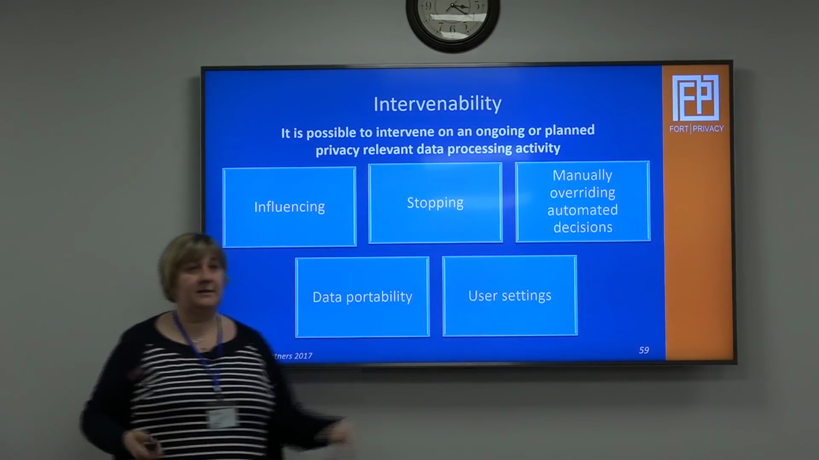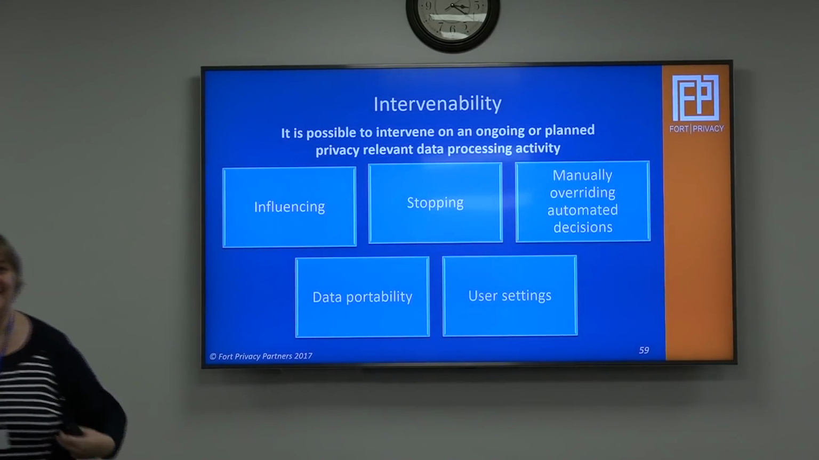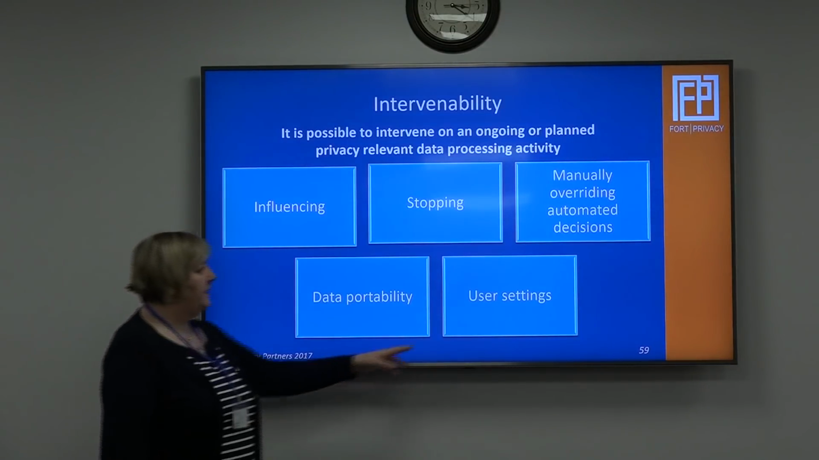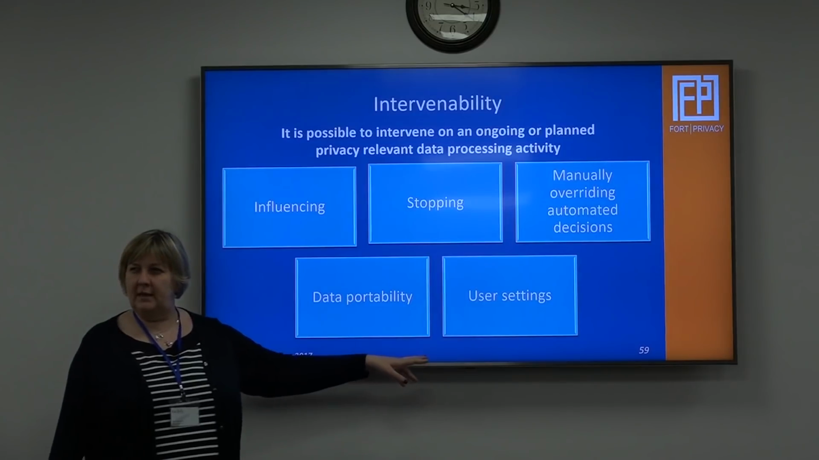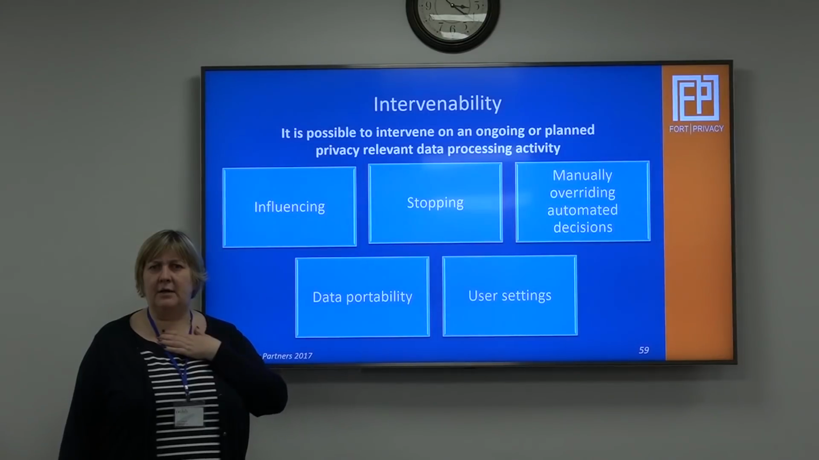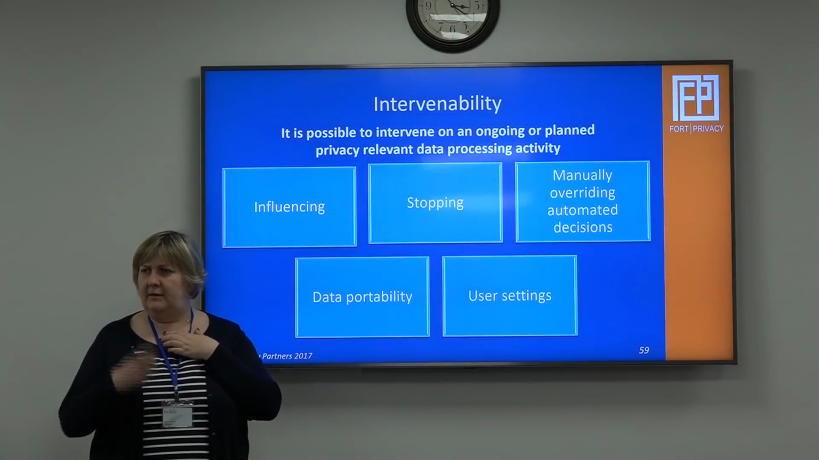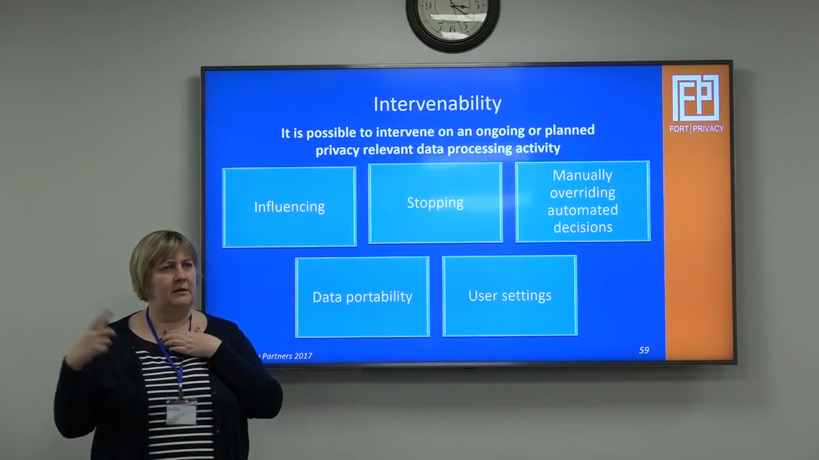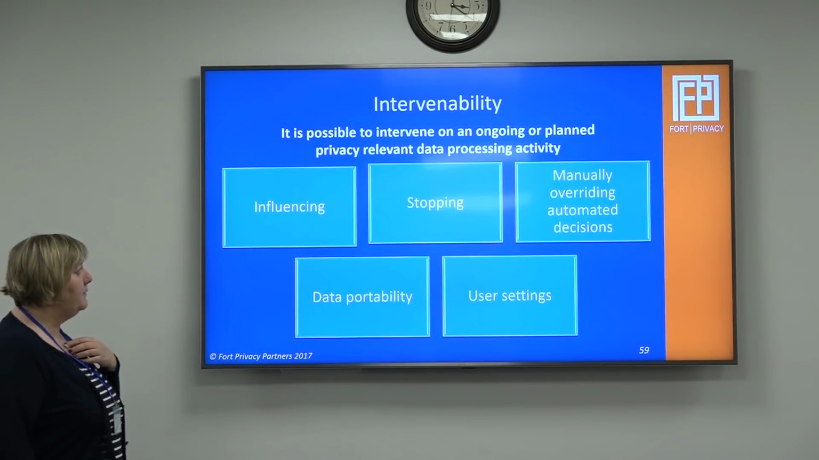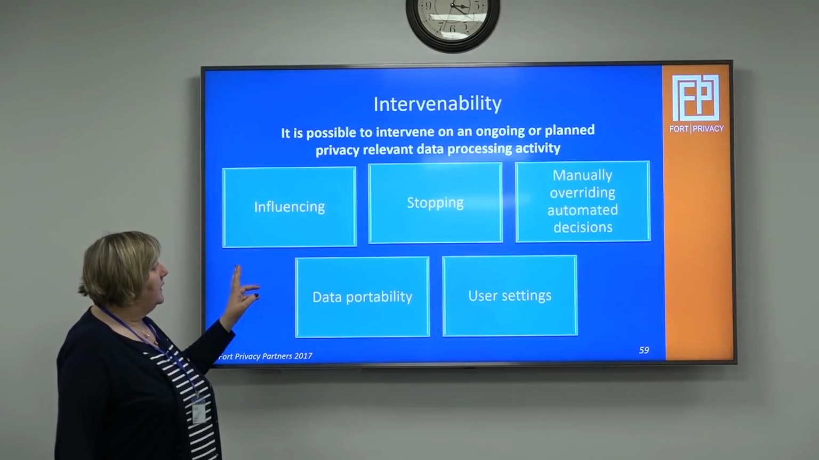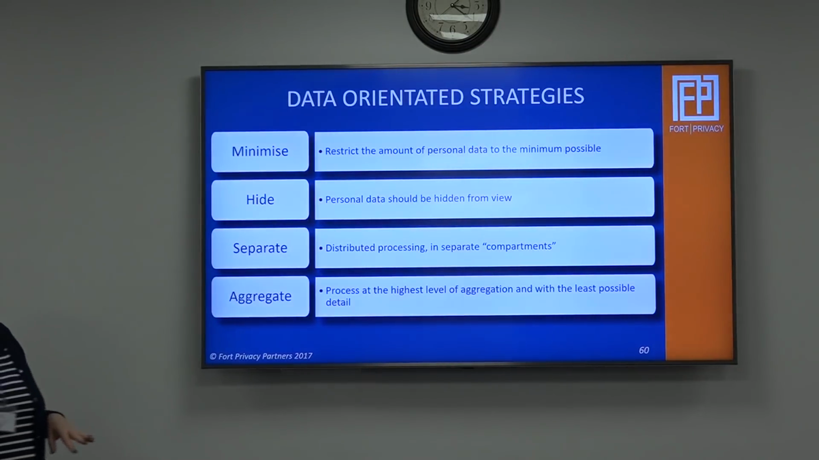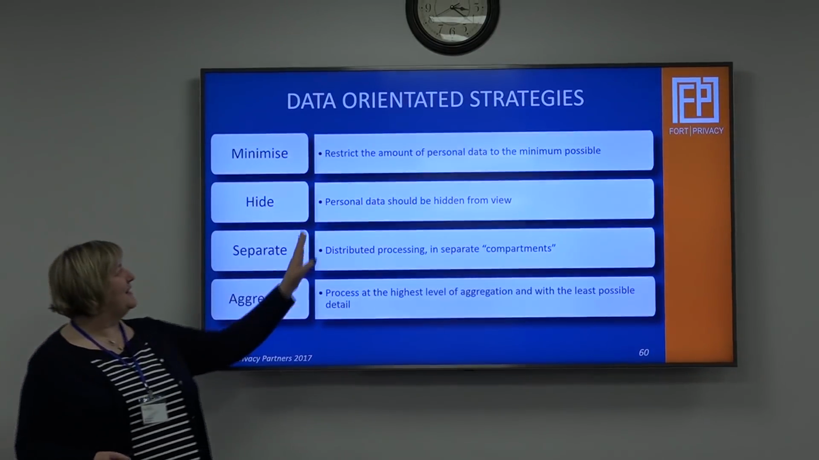And then user settings, and that's really allowing the user to determine their own settings. That's the example I gave of the browser setting for the e-privacy regulation, where we set our cookie preferences in our browser, and then the browser, as we go through the internet, will communicate those settings with websites for us. So that's intervenability. So we're almost there now. So then the strategies.